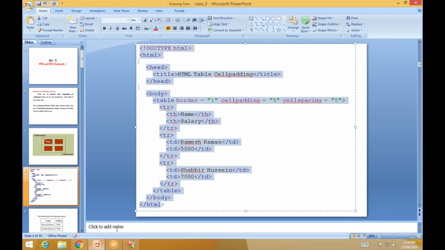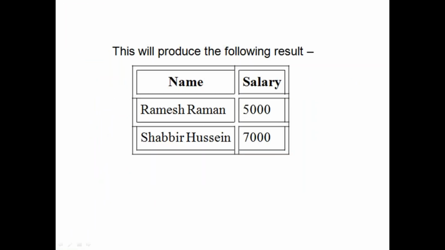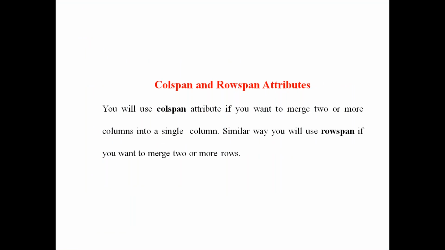The next one is another example, with output: column span and row span. In MS Excel and MS Word we call this merging. But in HTML, this is column span and row span. If you want to make a large row or large column, you have to use a column span or a row span.